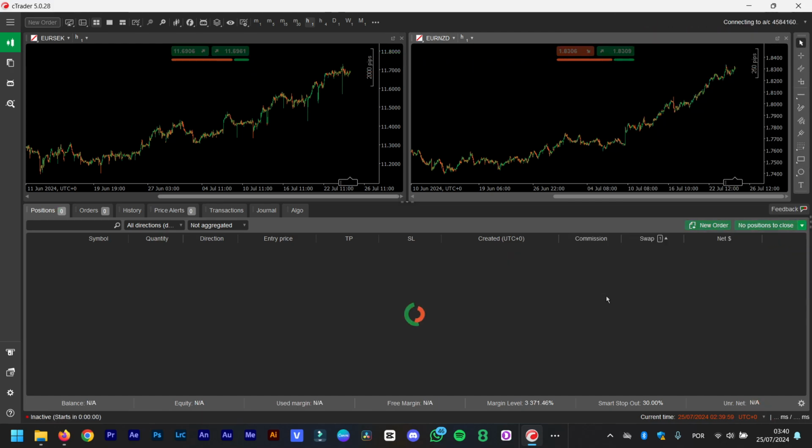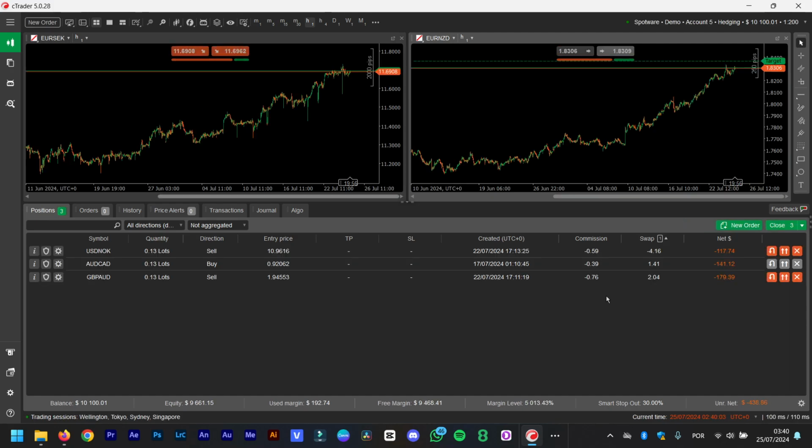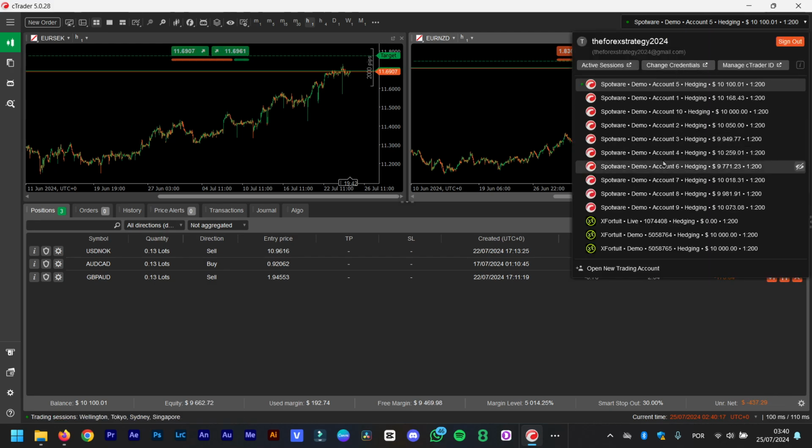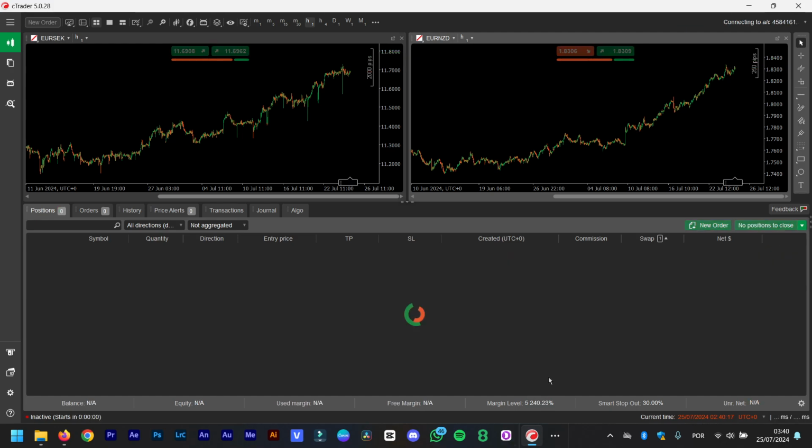Account number 5. Same thing. All the trades are negative. Gotta wait. And as you can see, guys, don't worry because the drawdown level is at 4%, which is very safe. Okay, so we are pretty good. Margin level is at 5,000%, so there's no problem here.